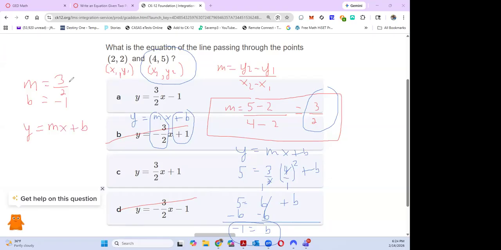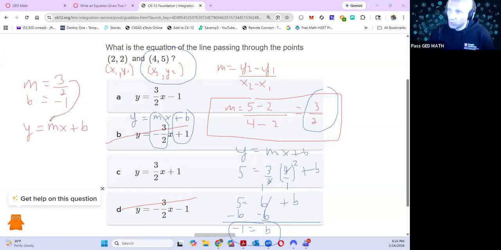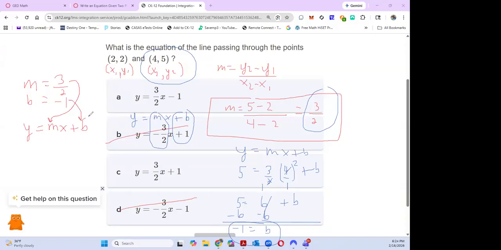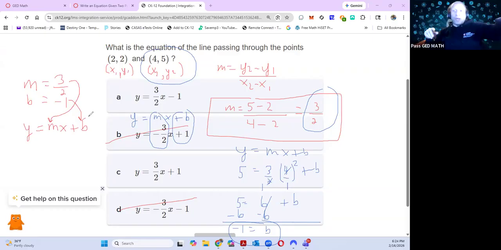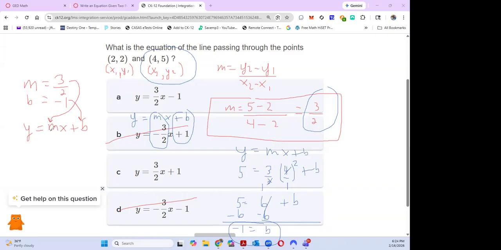So the slope is going to go right there. The y-intercept is going to go right there. This you've got to know. If I know the slope and y-intercept, you should easily be able to tell me the equation of the line. So what's the equation of the line? Tell me.